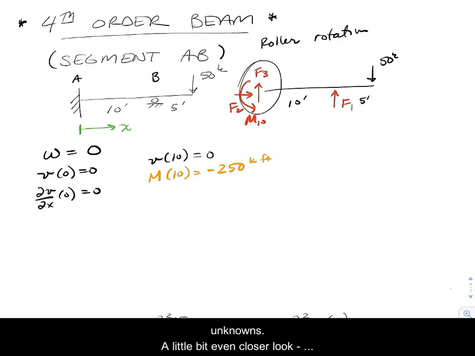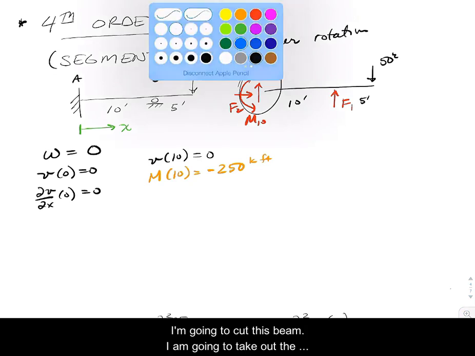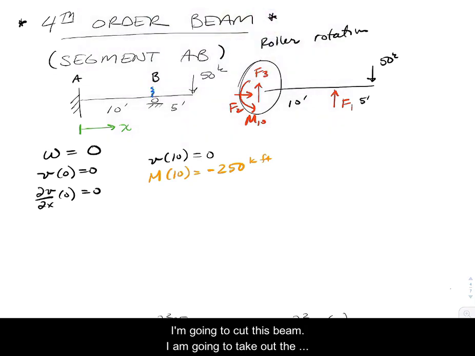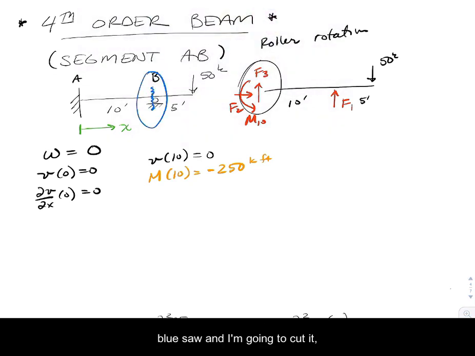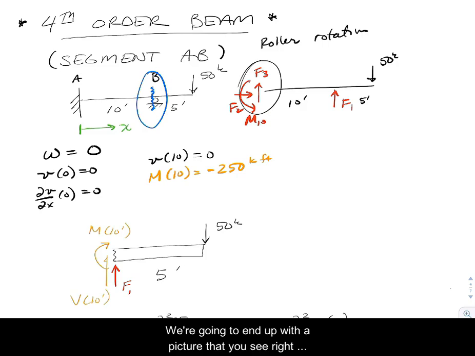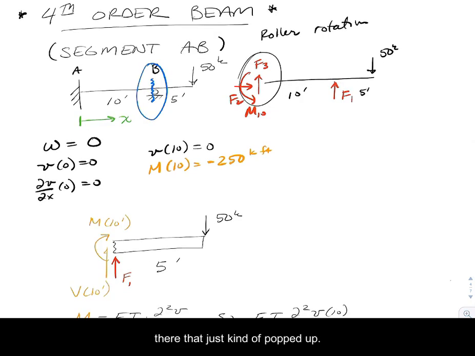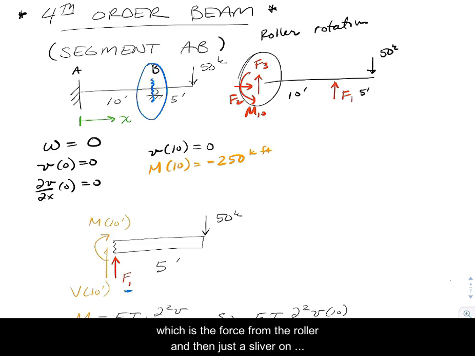I'm going to cut this beam. All right, I'm going to take out the blue saw, and I'm going to cut it not at a distance X, but I'm going to cut it just before the roller. And so we're going to end up with a picture that you see right there that just kind of popped up. So there's the 5-foot overhang. Right, there's F1, right, which is the force from the roller. And then just a sliver on the inside, we've exposed the internal forces.